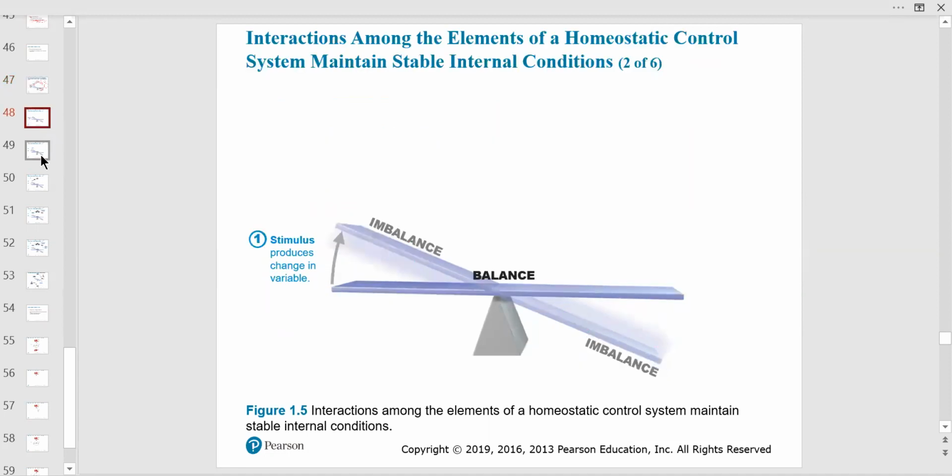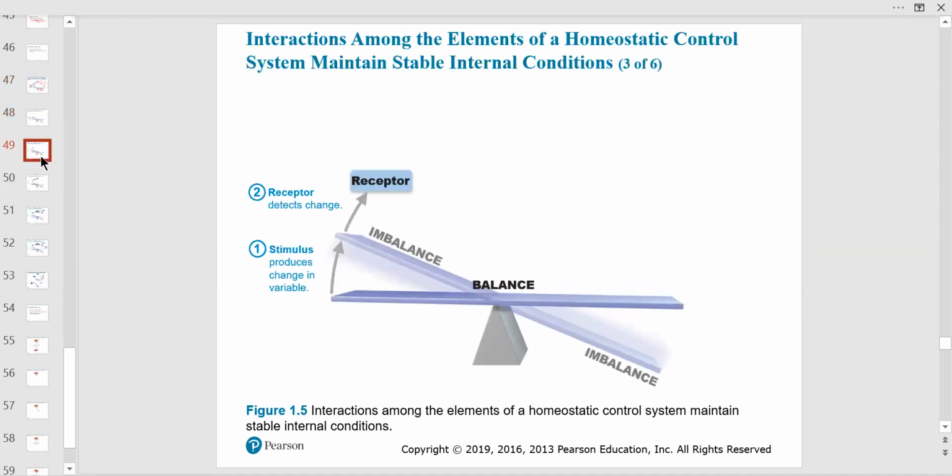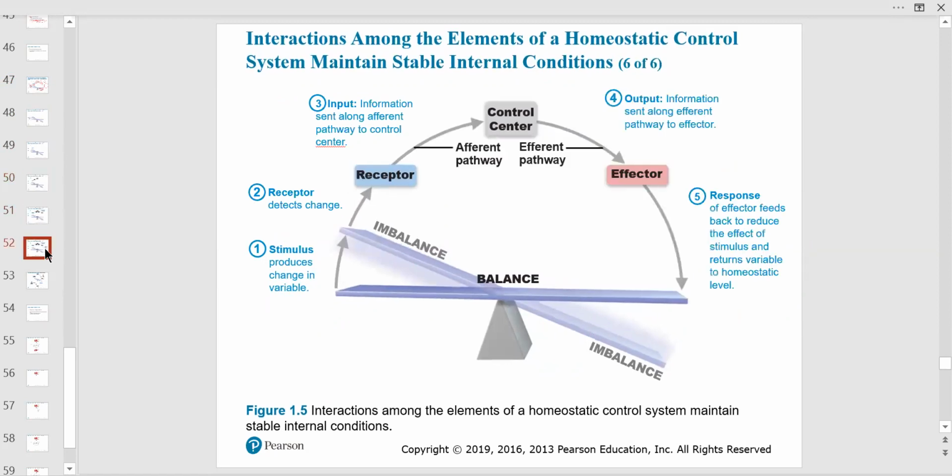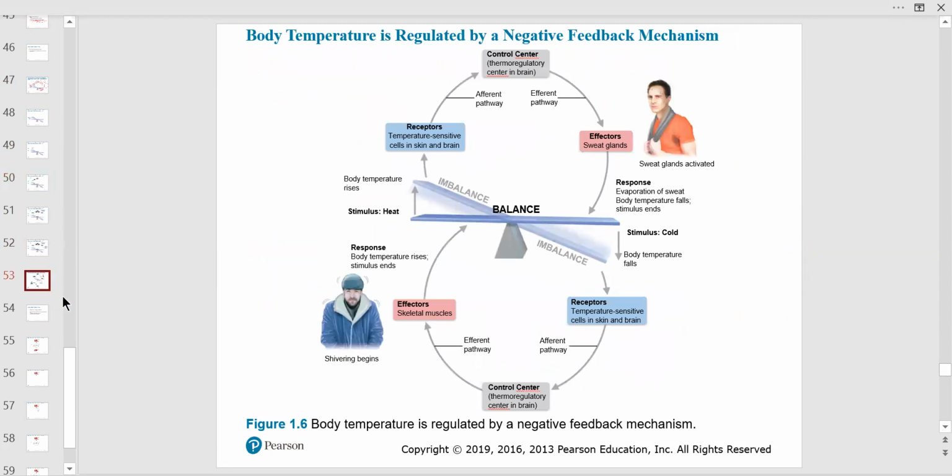And you can go through each one. You see a stimulus, if this helps you. And receptor to control center, you probably can tell what's next. You're going to get output to the effector. And then you're back to balance. And you don't want to overshoot, because then you got to start again, right? Right?